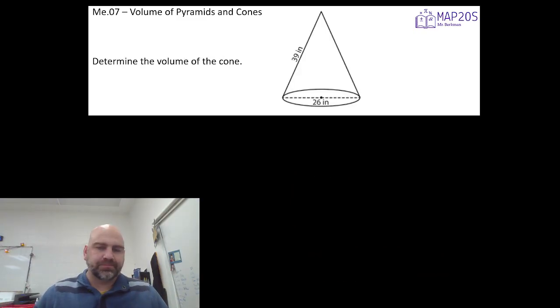Okay, let's try another one. We got a couple more here. Here we have a cone. You're given the slant height and the diameter. Can you find the volume? Give it a shot. Try it out. Unpause the video when you have your answer.